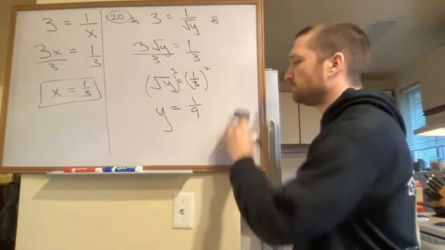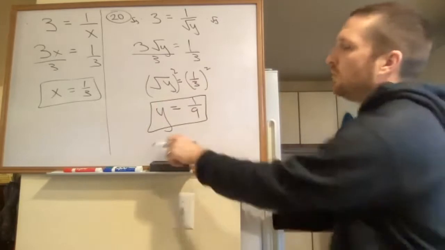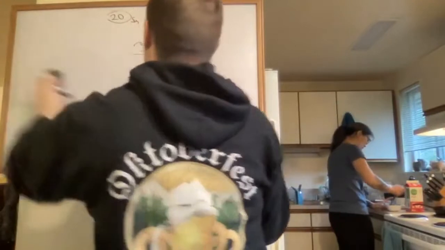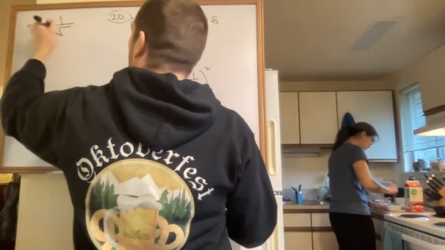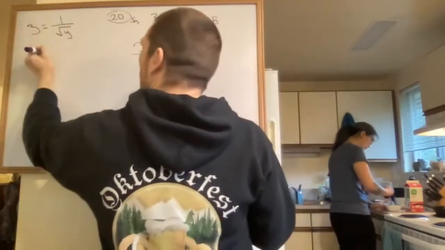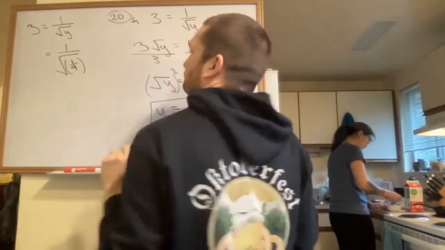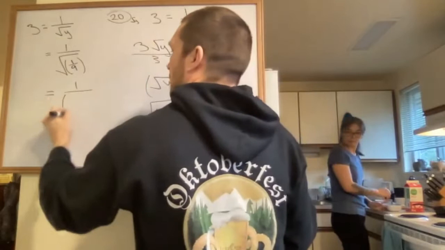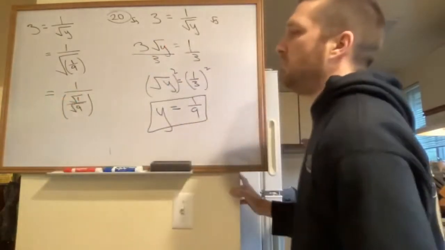There you go. And so now we're not done. We got to check this. So I'm going to erase this stuff here and check it over here. Our original equation was 3 equals 1 over the square root of y. So I'm going to replace y right here with 1/9. Now I'm going to say, okay, that's 1 over, rewrite that as square root 1 over square root 9.